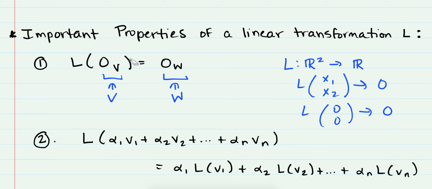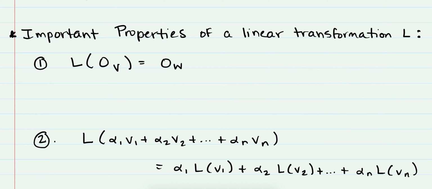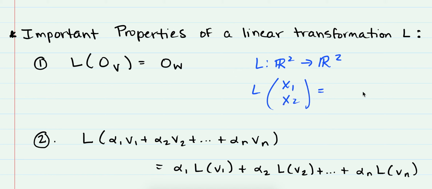Now this is a very important property because sometimes with vector spaces, all you have to check is if the zero vector is being sent to the zero vector. If it's not being sent to the zero vector, it's not a linear transformation. Remember that example we did earlier, where we took R2 to R2, and we said L of (x1, x2) is equal to (x1, 4). We said that this was not a linear transformation.